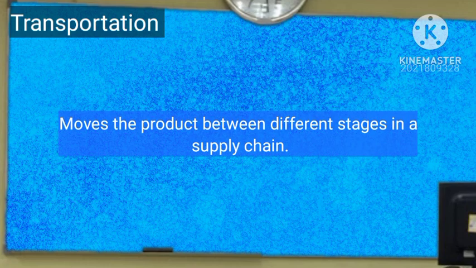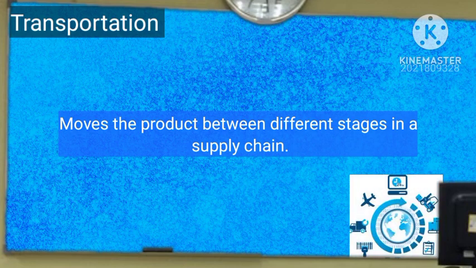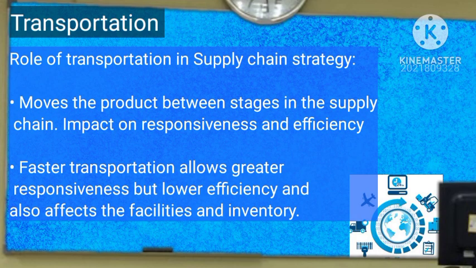The third driver is transportation. Transportation moves the product between different stages in a supply chain. Like the other supply chain drivers, transportation has a large impact on both responsiveness and efficiency. Role of transportation in supply chain strategy: it moves the product between stages in the supply chain, with impact on responsiveness and efficiency. Faster transportation allows greater responsiveness but lower efficiency and also affects the facilities and inventory.